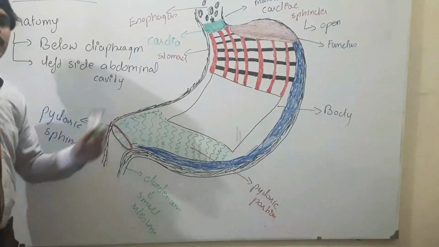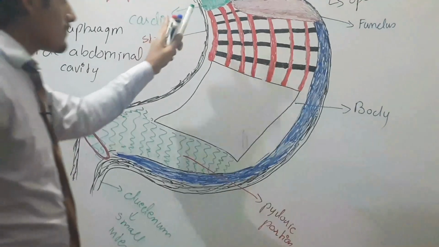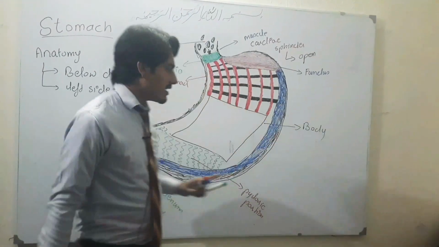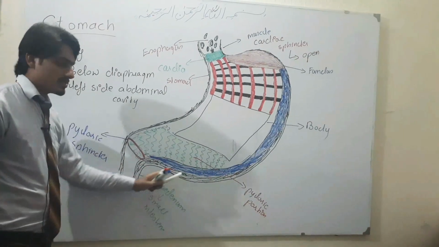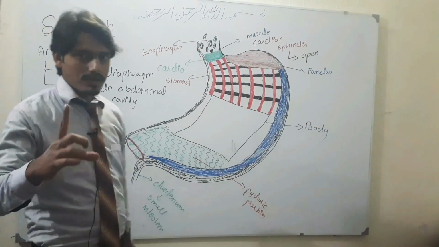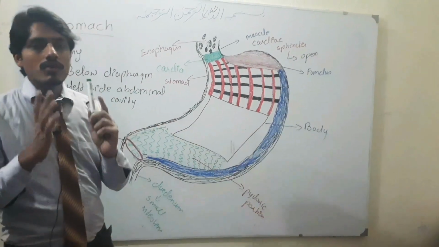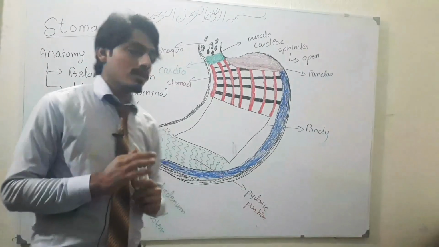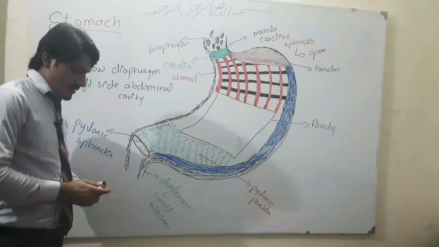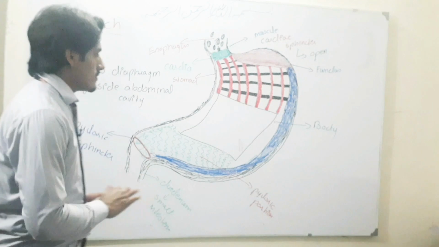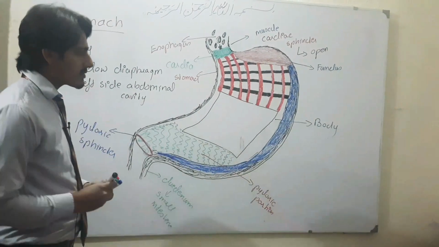So there are four parts of the stomach. The first one is cardia, the second is fundus, the third is body, and the fourth is the pyloric portion. So these are the four parts of the stomach. Okay, this is the basic anatomy of the stomach in your body. Next, how many layers of the stomach are present? Basically, three layers of the stomach are present.